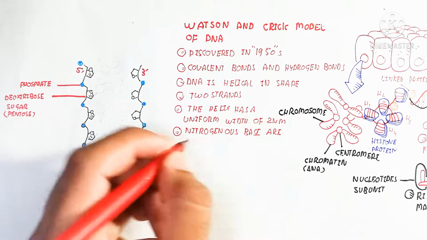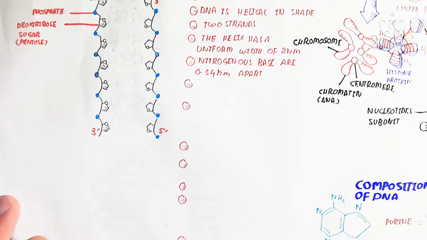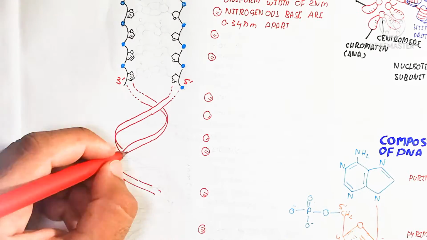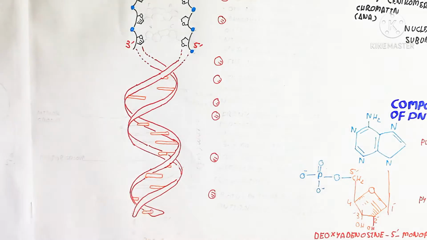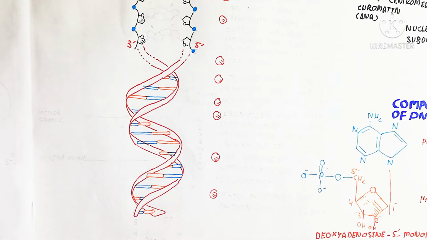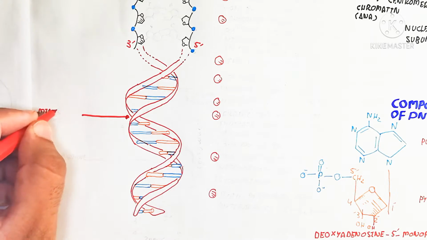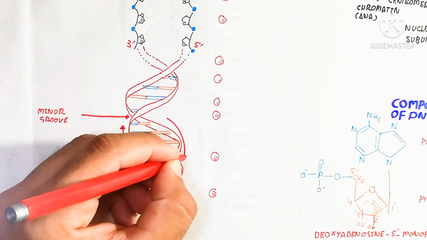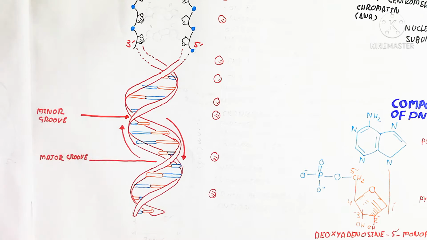It means the gap from one nitrogenous base to the next nitrogenous base is covered by a 0.34 nanometer gap. So here is the DNA structure shown in the figure, and the animation looks like this. Here is the minor groove, while the other is the major groove, as shown in the figure. The minor groove looks like this, and the major groove is here.